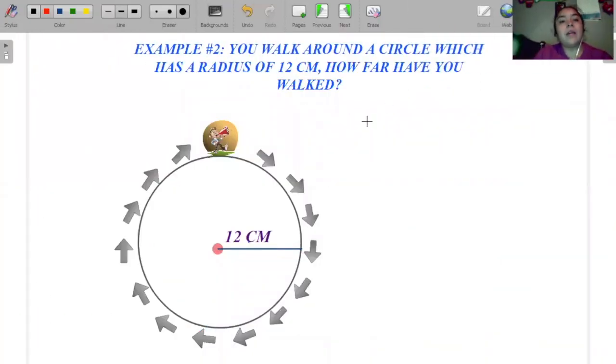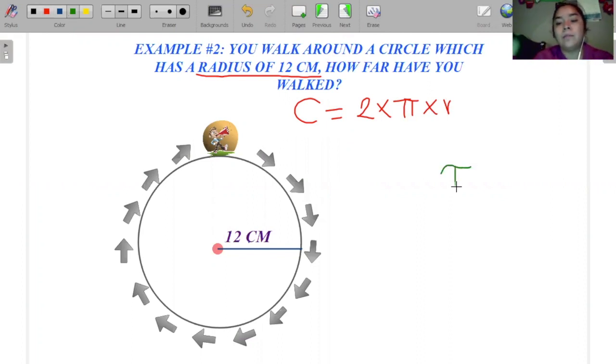Okay, now let's look into another example. For this example, you walk around a circle which has a radius of 12 centimeters. How far have you walked? We're given the radius, which is 12 centimeters, so we're going to use our second formula. C is equal to 2 times pi times r. We know that pi is equal to 3.14, and we know that r is equal to 12 centimeters.